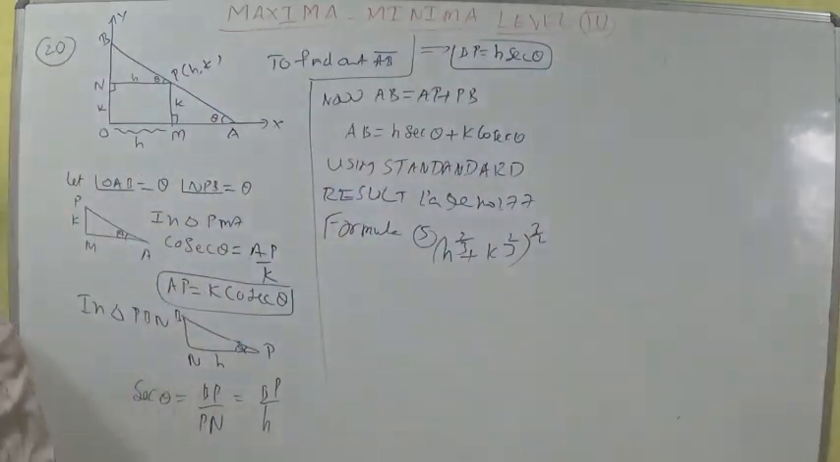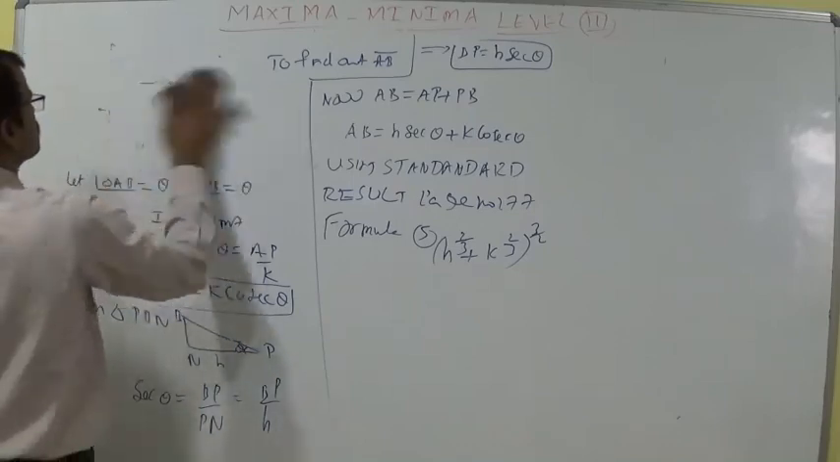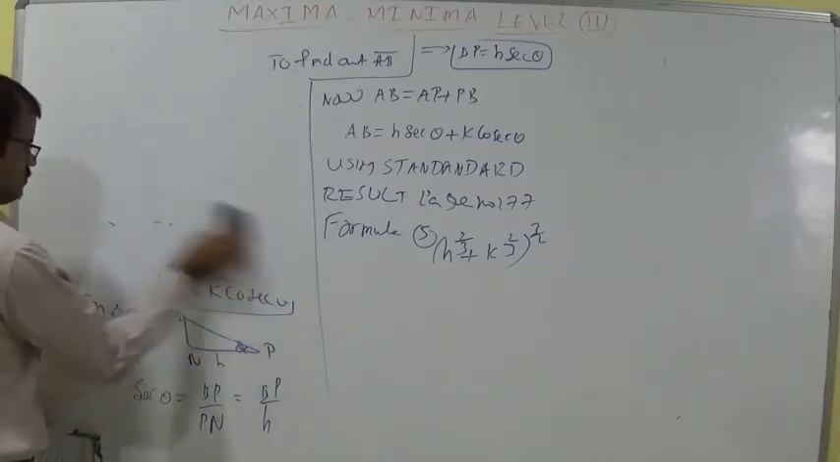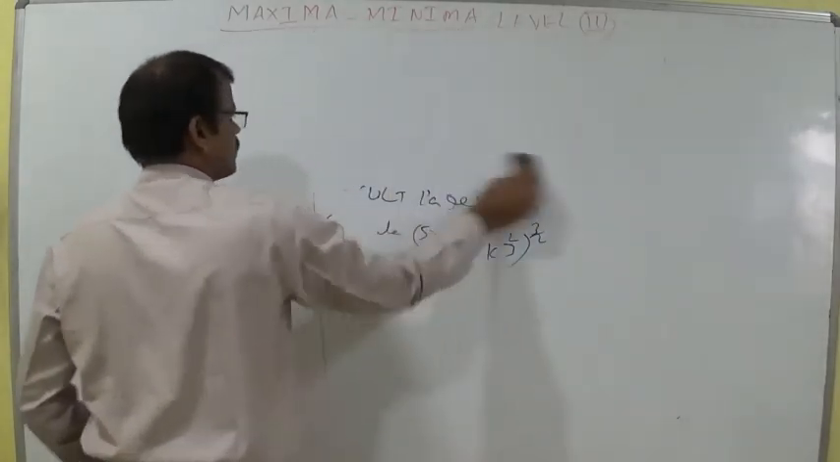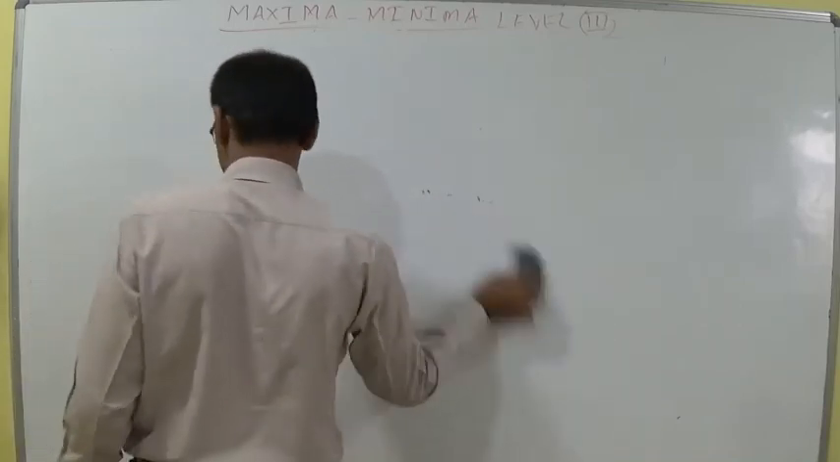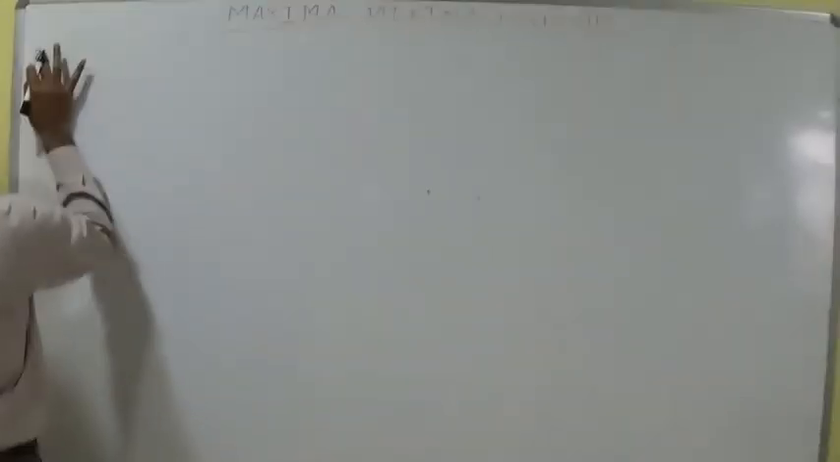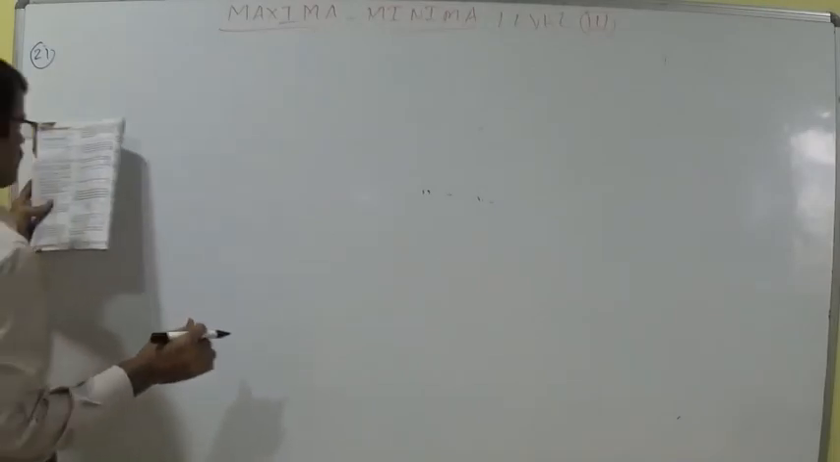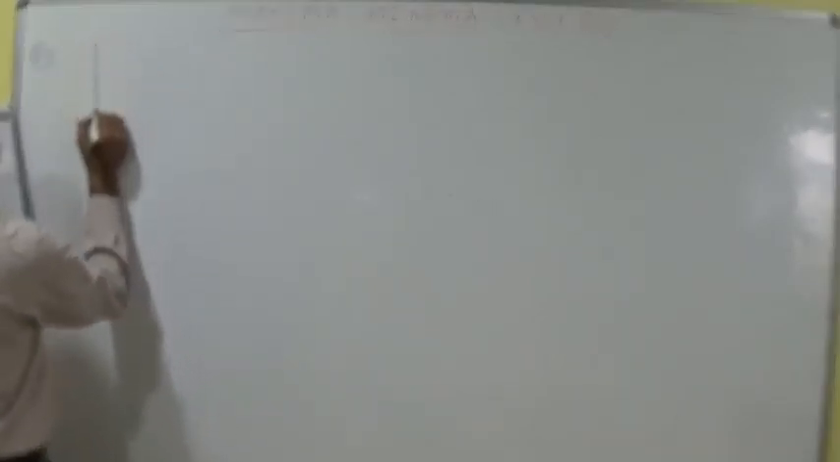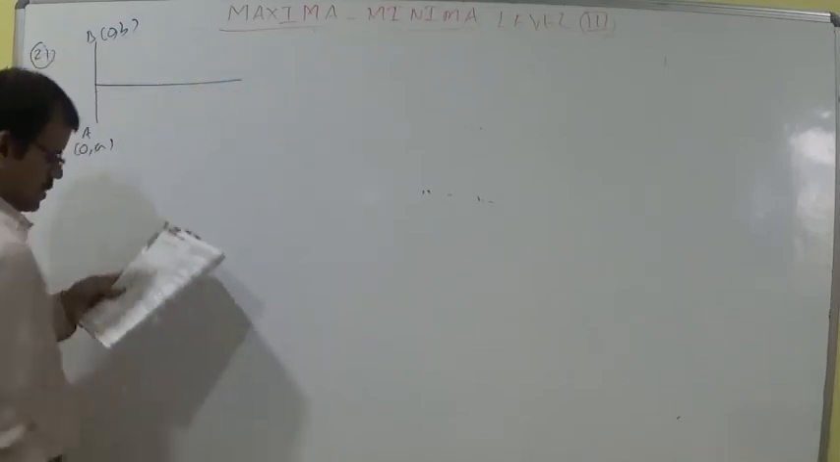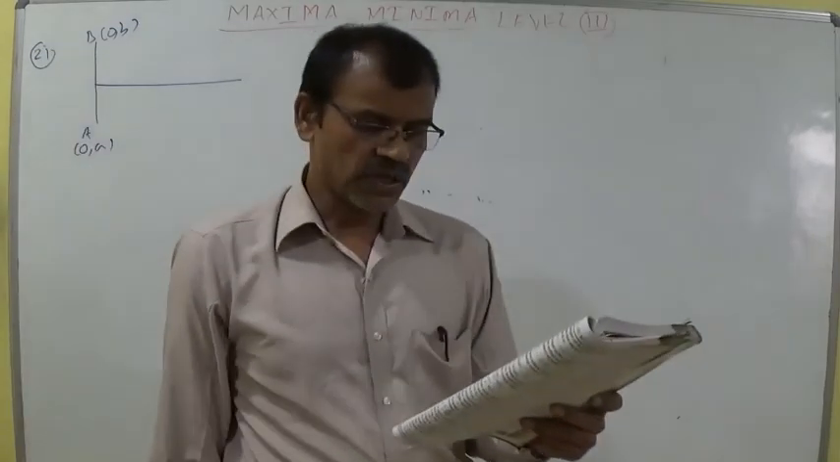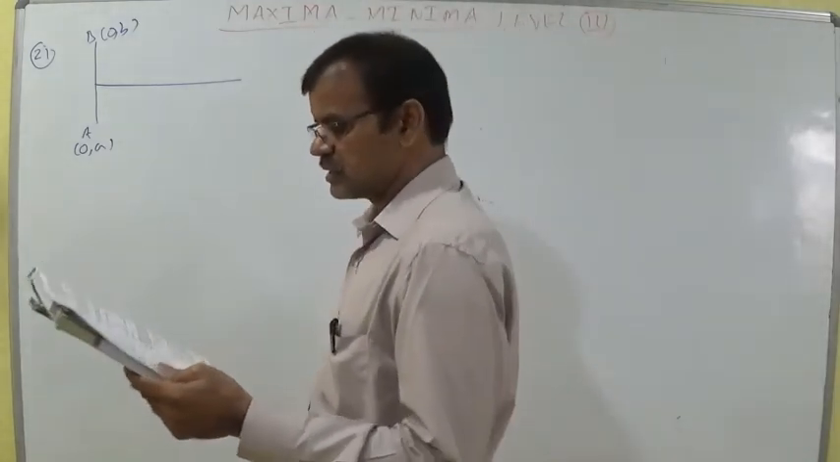Now let us discuss the 21st question. The 21st question depends upon the slope concept. It is nothing but dy by dx. Let A (0, a) and B (0, b) be fixed points. P (x, 0) is a variable point. The angle APB is maximum.